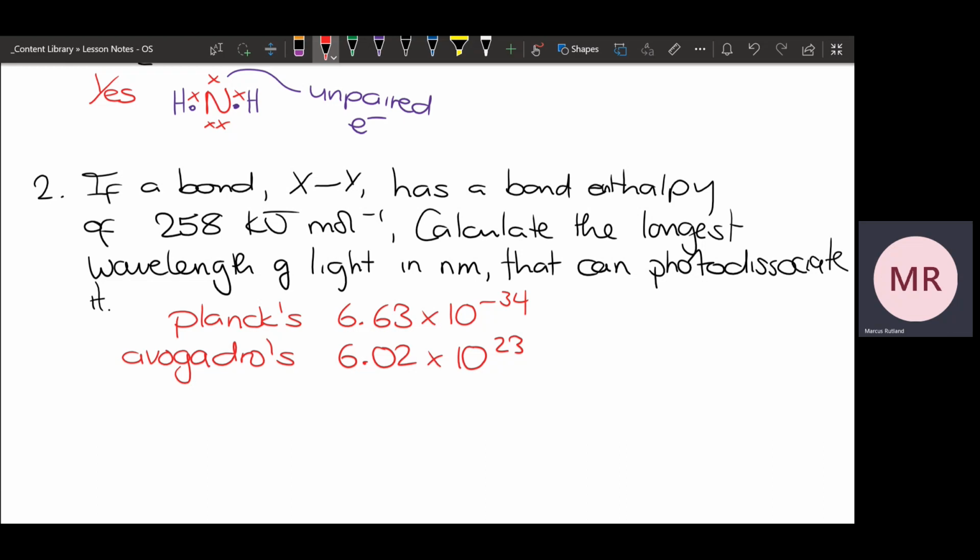Pause the video, see if you can remember the steps. It's a multi-step calculation, a fair bit of logic to get you from bond enthalpy through to wavelength in nanometers. Have a go.